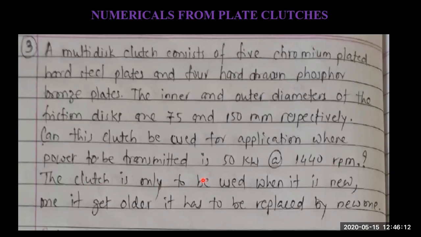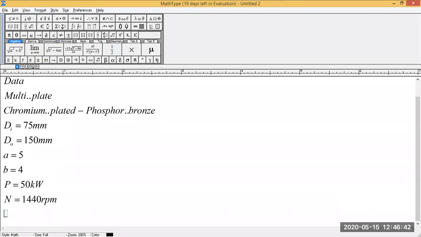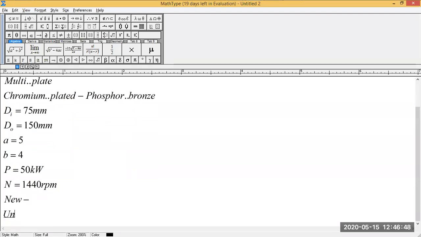And the clutch is only to be used when it is new. Once it gets old, it has to be replaced by a new one. So here's the second clue: it is to be only used when it is new. New means we need to take the consideration of uniform pressure theory, not the wear theory. Sometimes this information will be given if you need to consider the uniform pressure condition. So new directly means you need to consider uniform pressure condition.